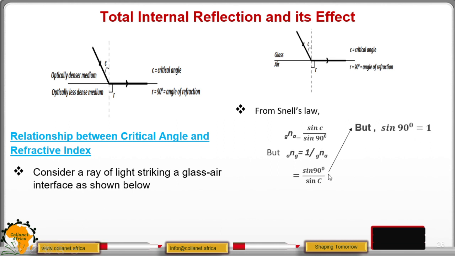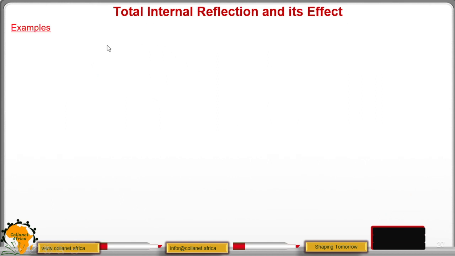Even if you key it in your calculator, you will find that sine 90 degrees is 1. Therefore, the refractive index of glass with respect to air will be 1 over sine C, where C is the critical angle. Therefore, the refractive index in terms of the critical angle is n equals 1 over sine C. And this is what we are going to use: n = 1/sin C. Then from there, we can have examples.